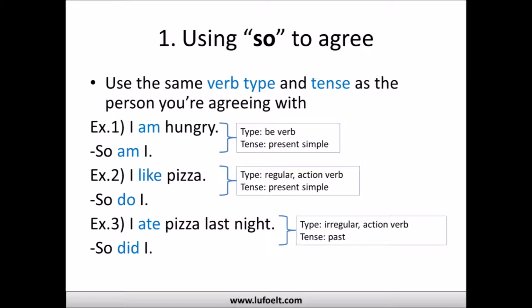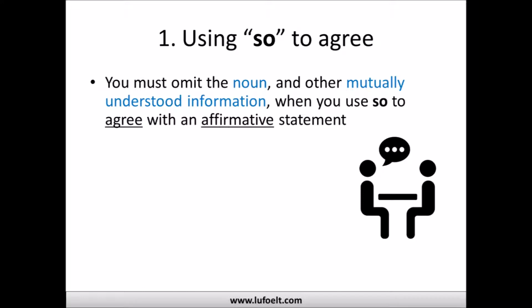Okay? And also, when you're using so to agree, you must omit the noun and other mutually understood information when you use so to agree with an affirmative statement. So, for example, I am hungry. When you agree with that, you say, so am I. You don't say, so am I hungry, right?